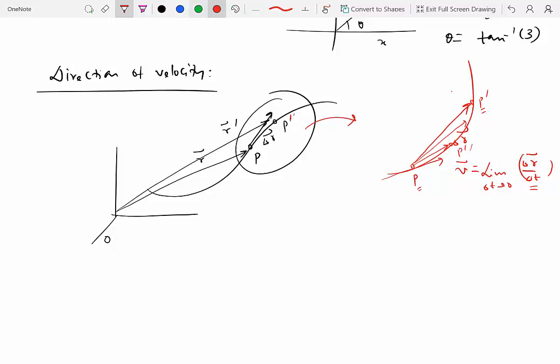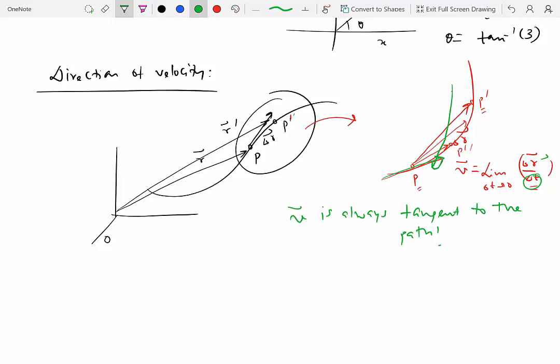You can see this is the variation. As delta t goes to 0, the delta r vector becomes tangent to the path. And that decides the direction of the velocity, because delta t is a scalar quantity, while in the numerator you have a vector quantity. So whatever the direction of delta r is will decide the direction of the velocity. So we can say that v is always tangent to the path.